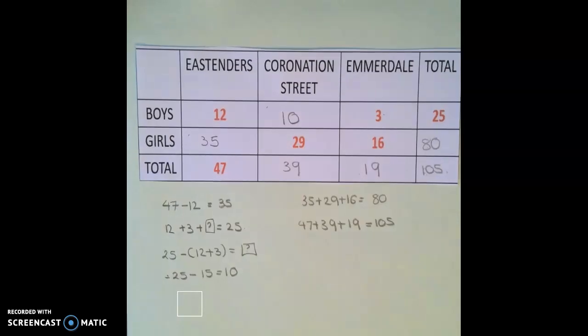So whenever you start on a missing numbers exercise on a two-way table, start where you only have one missing number, unless the information tells you that some of them are equal to each other, then you would be able to work that out. But start with where there is just one missing number.